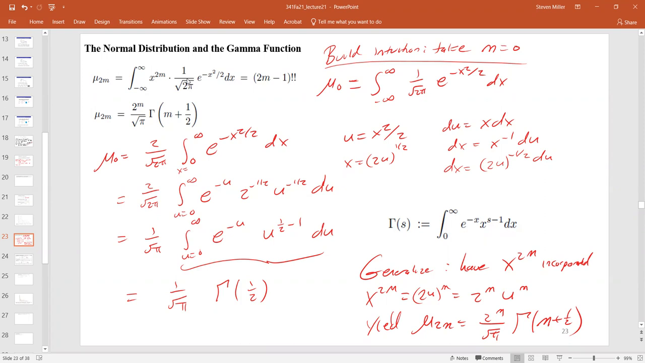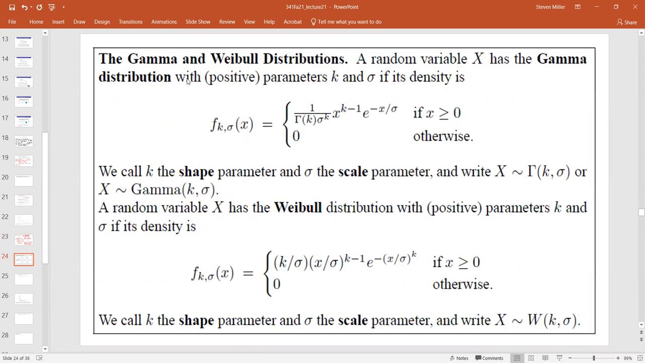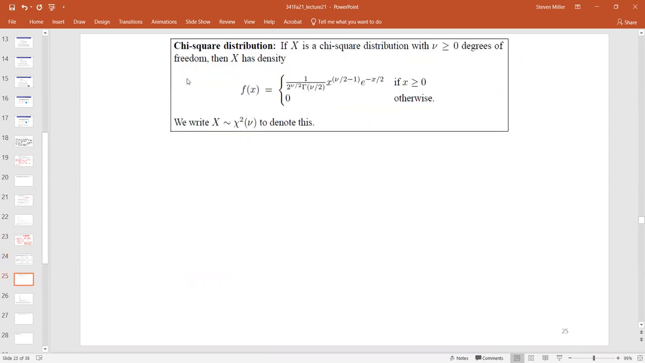Okay, so next is the gamma and the Weibull distribution. I'm not going to say too much about this right now because we talked about this in the baseball lecture. It's just showing you here's more places where the gamma function arises. It's a nice normalization constant, and again, very useful. What I want to spend the rest of the time today on is the chi-squared distribution. I'm not sure if we'll get to everything today.